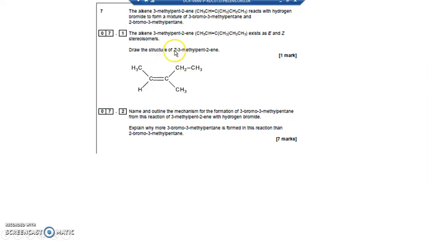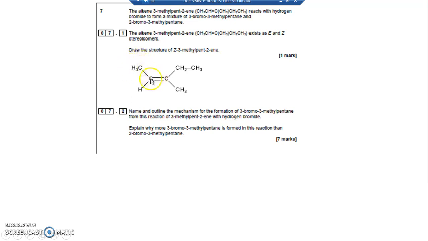So let's see if I've drawn the Z isomer or whether I've drawn the E isomer. We look to the left of the double bond, and then we find the atom with the highest atomic number. Hydrogen has got an atomic number of 1, carbon's got an atomic number of 6. So this group here would take priority because this carbon to the left of the double bond has got a hydrogen with an atomic number of 1, a carbon with an atomic number of 6, so this group takes priority.